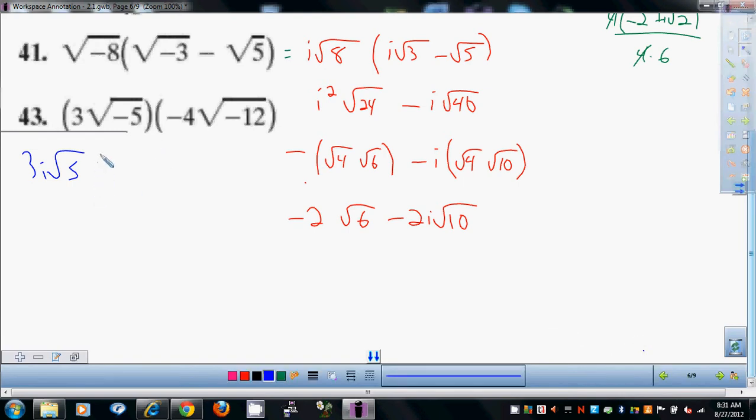Okay, so that times negative 4i radical 12. I guess you could go ahead and reduce the second one. I think it's easier to just go ahead and multiply. Negative 12i squared times radical 60, and then you reduce.